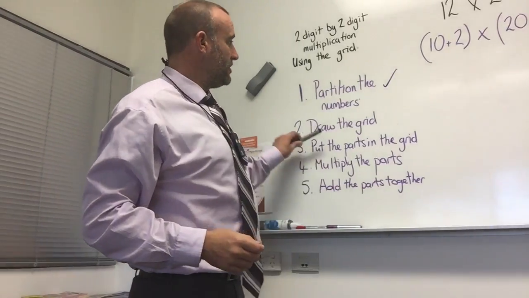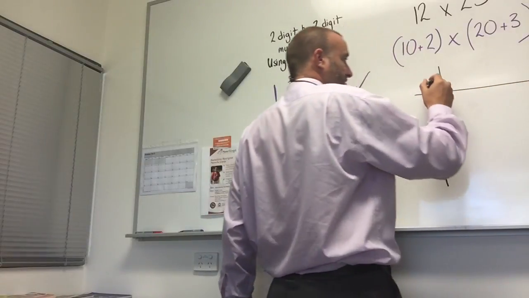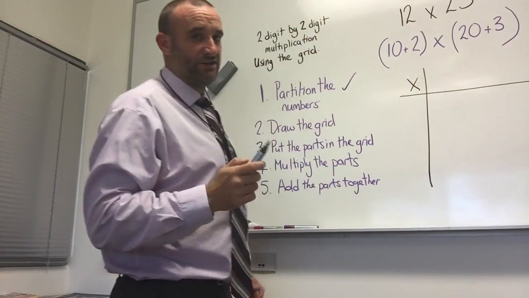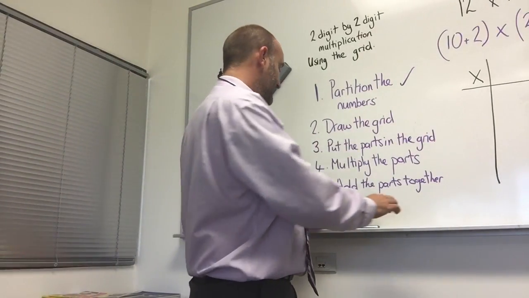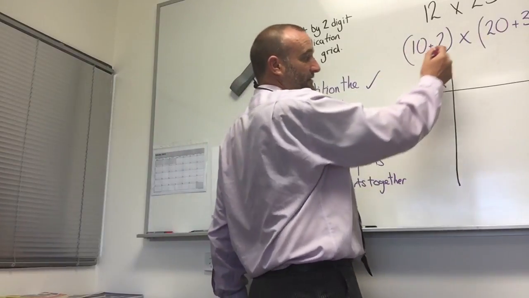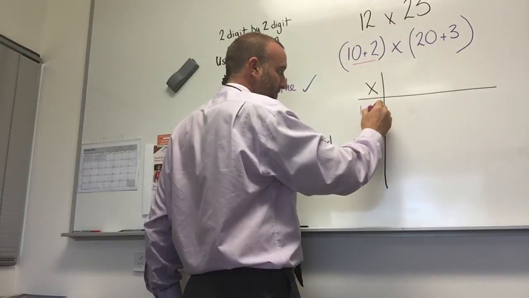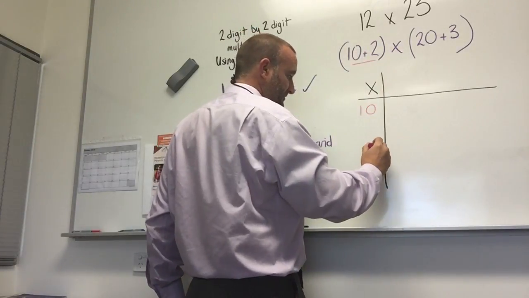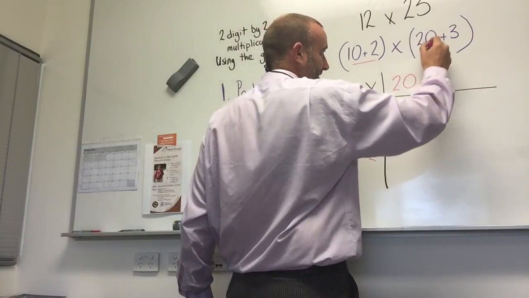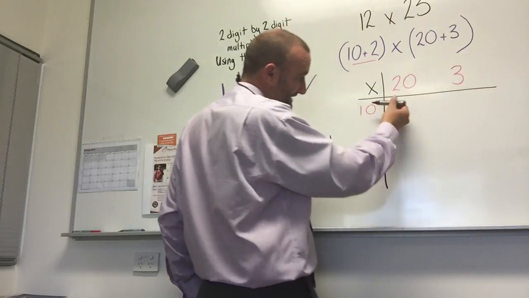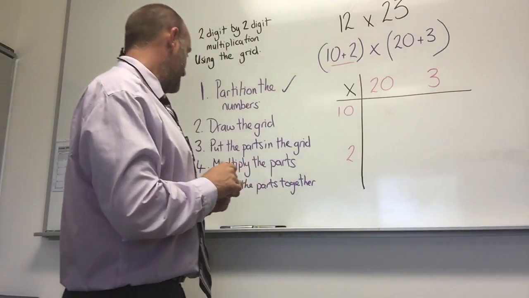Next one, nice and simple, draw the grid. So it's one line going up, one line going across, and the multiplication sign there so you don't forget what operation you're doing. The third one is put the parts into the grid. So looking at our parts here, if you remember what I said in the first video, you put the first number in the column. So we've got 10, carry the 2 down, and you put the second number in the row. So we've got 20 and 3. Remember, if we add those together, that equals 12. That equals 23. So we've got 12 multiplied by 23.